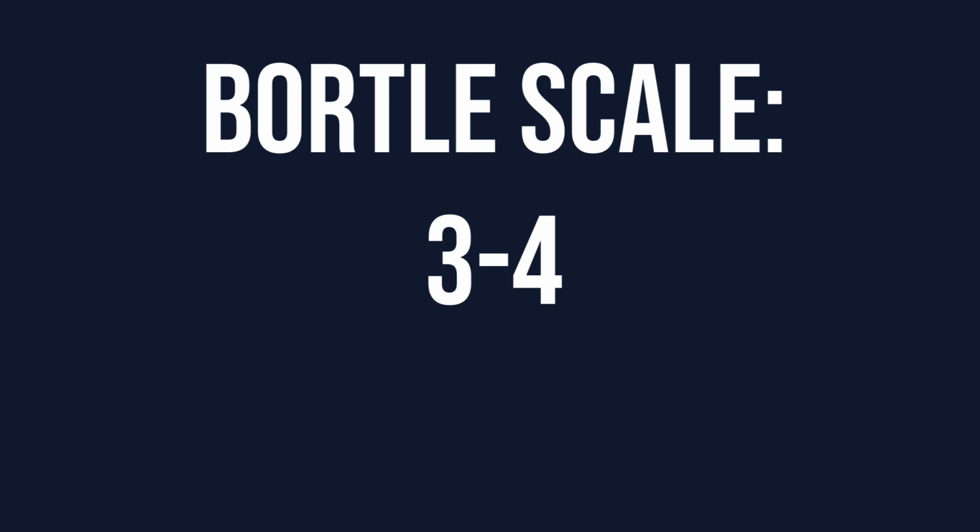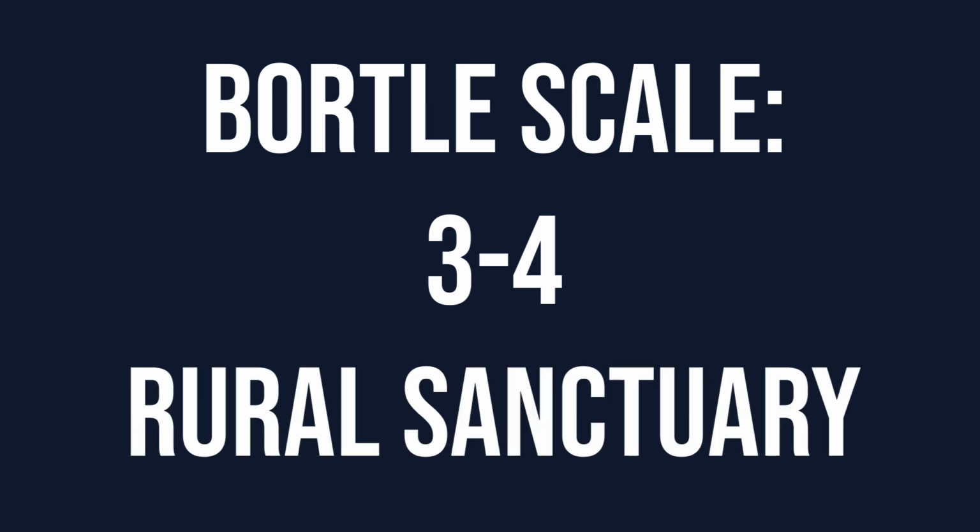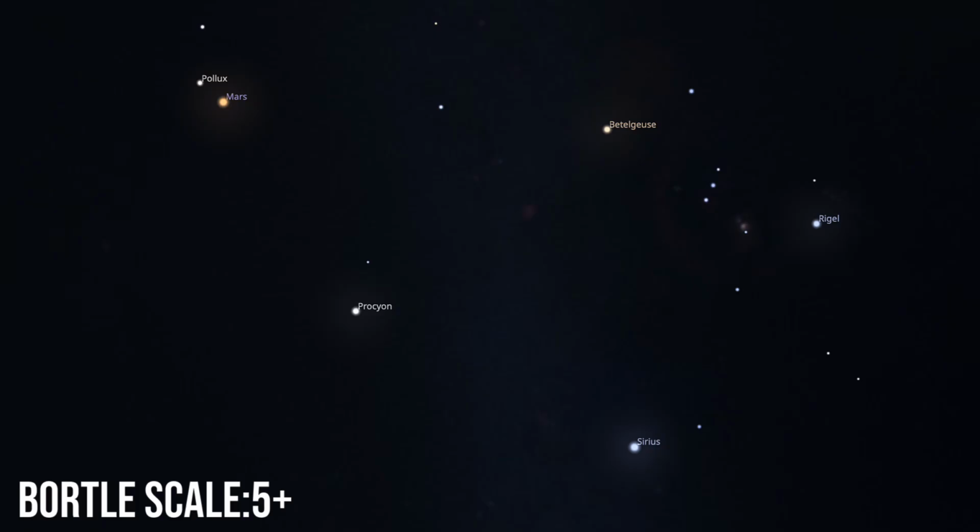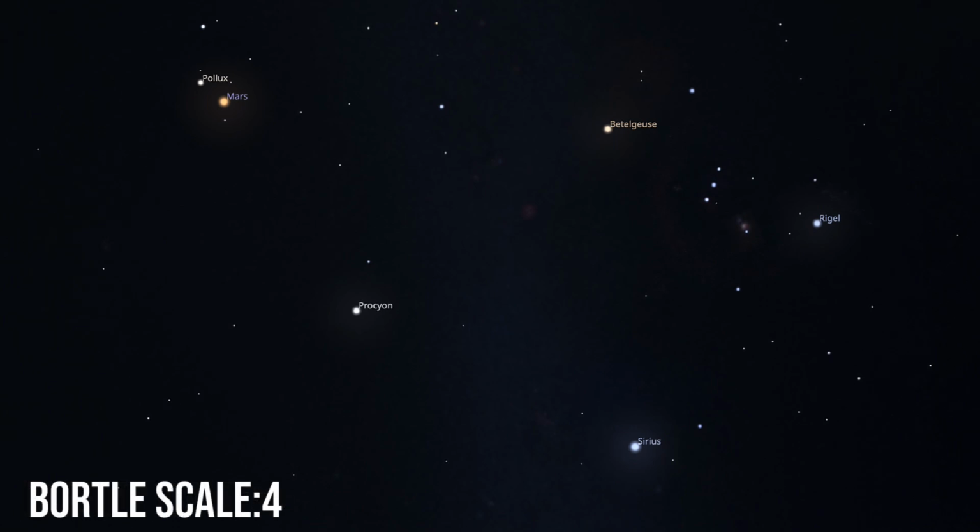Bortle scale, 3 to 4. Meaning, a rural sanctuary. Ah, the countryside, a place where crickets chirp, and the stars finally breathe freely. At this level, the Milky Way is still shy, but on a moonless night, you might catch a faint glimpse of it, especially near the zenith.